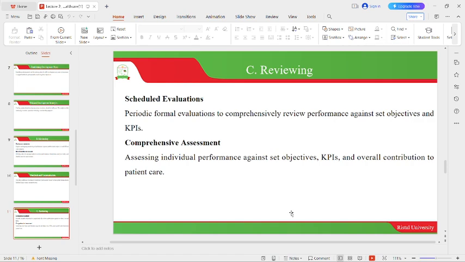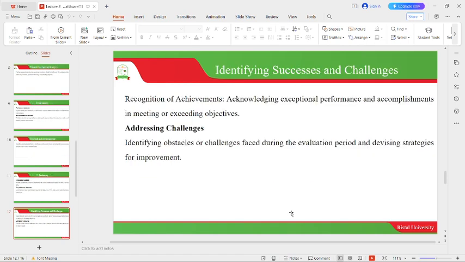It's not just about the doctor taking care of the patients. It involves each and everyone who is working in the organization. So that's about a comprehensive assessment of the individual as a part of reviewing employees' performance. So it's still under reviewing. We're talking about now identifying successes and challenges.